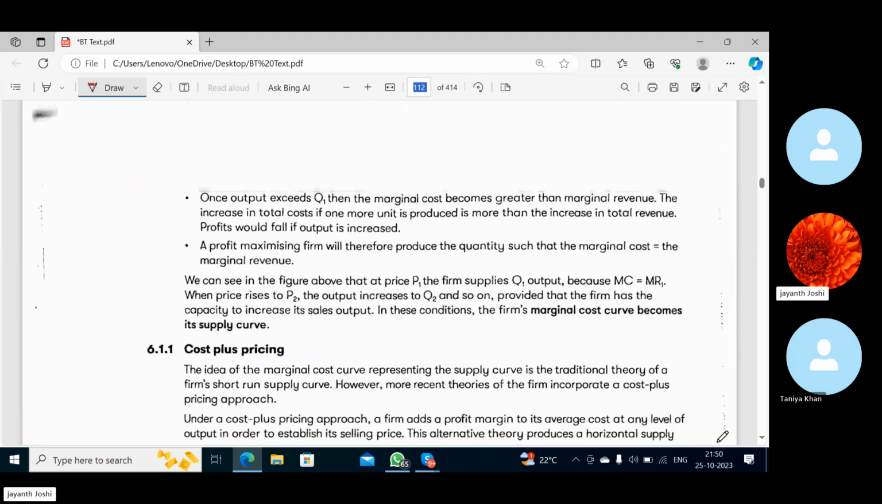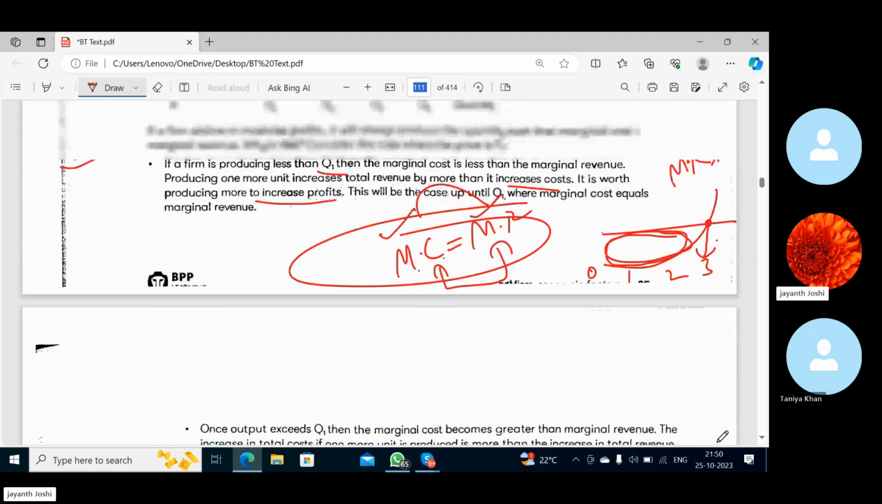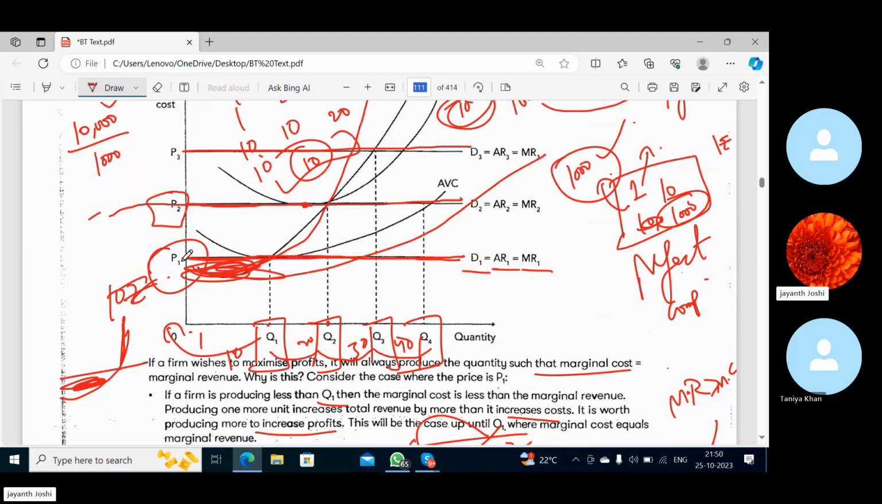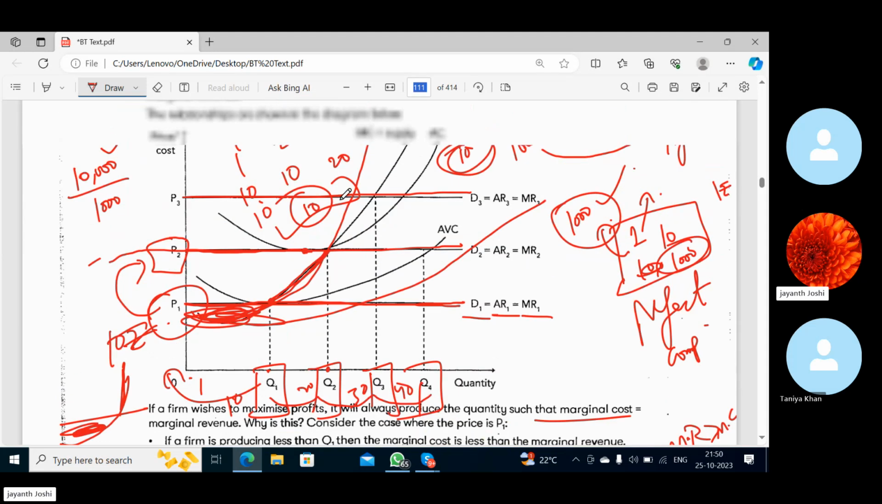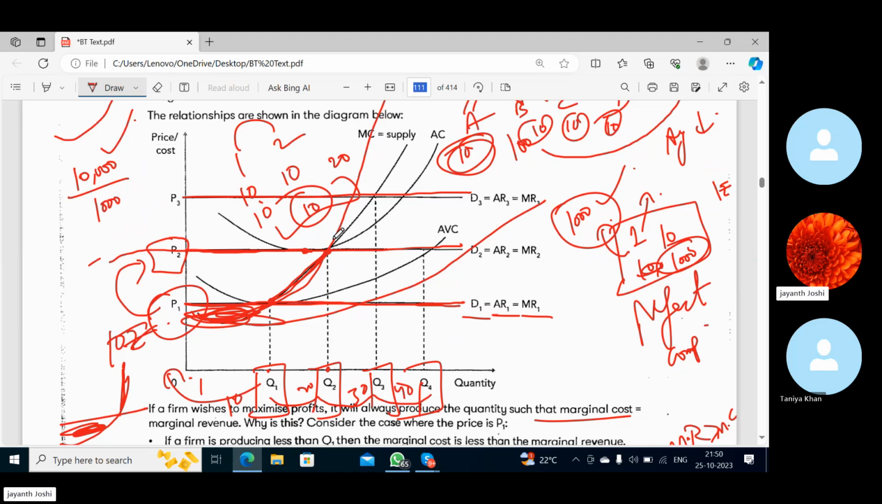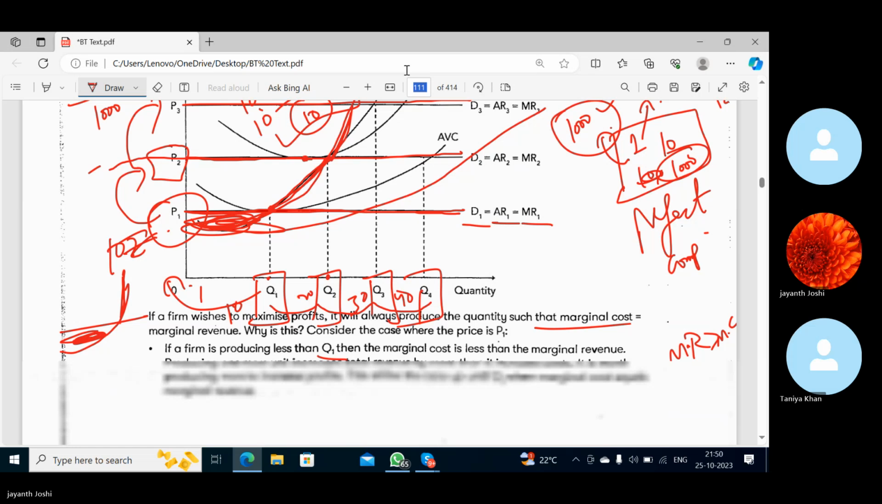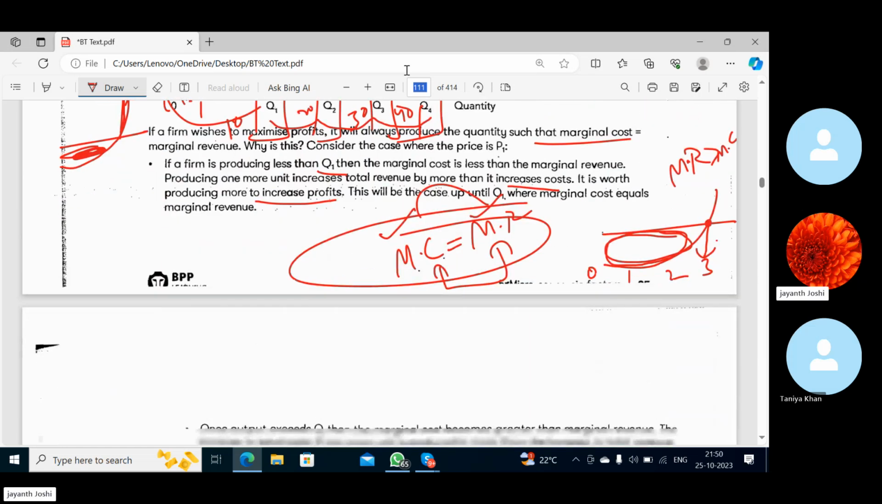Then the price should change. At the P1 price, I cannot make more profits. Then my price should change from P1 to P2, and then I can make profits in this area. Then again, it is touching this point, so again I cannot earn profits, and the price has to change from P2 to P3. Again I can make profits here, right? Then again, no scope. And it goes on.